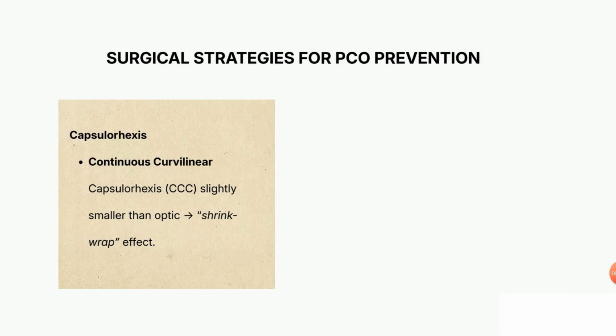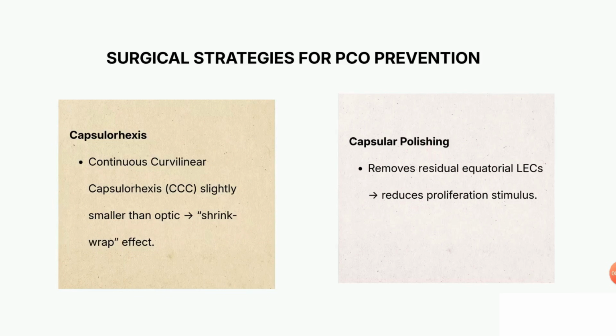Next are the surgical strategies. A continuous curvilinear capsulorhexis, slightly smaller than the optic, creates a shrink wrap effect, sequestering the optic and preventing lens epithelial cell migration. Also, capsular polishing removes residual equatorial lens epithelial cells, reducing the stimulus for posterior capsule proliferation.